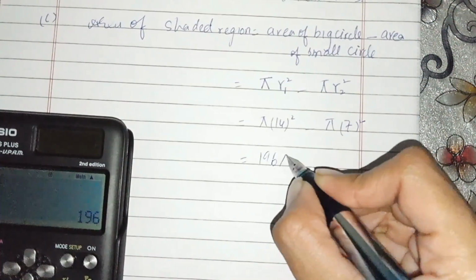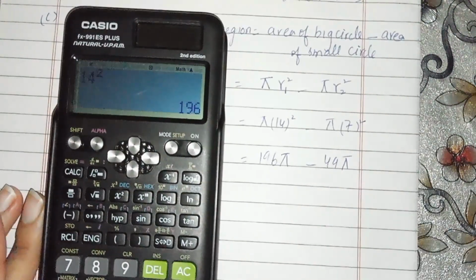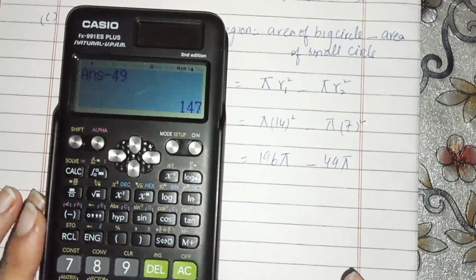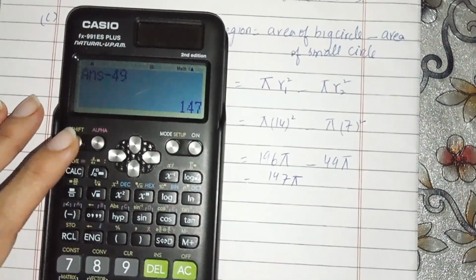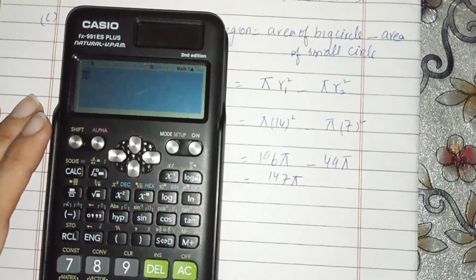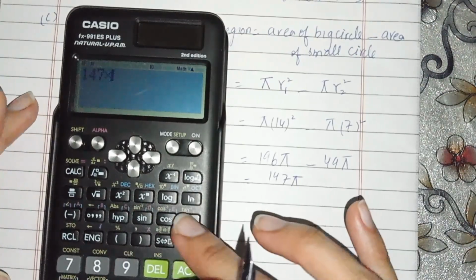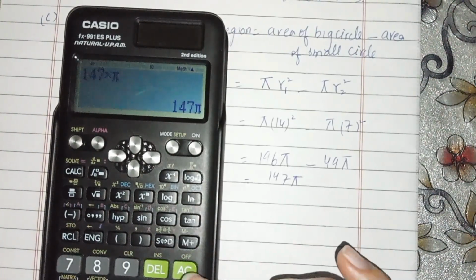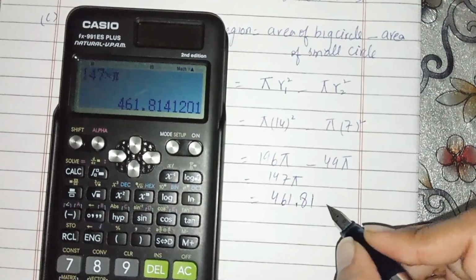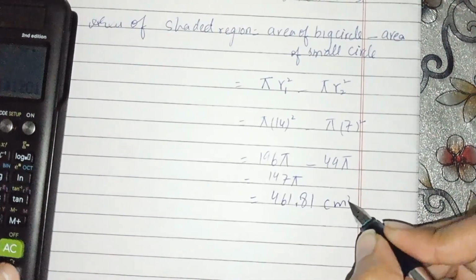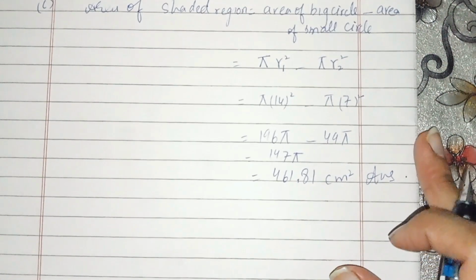Fourteen square is equal to 196 pi, and this is 49 pi. 196 minus 49, we get 147 pi. 147 multiplied by pi, and we get 461.81 centimeter square, and this is the answer of part number C. Now it's solved.